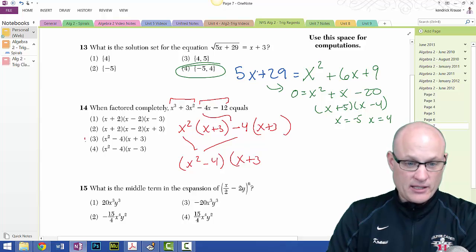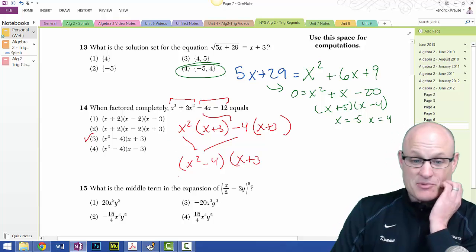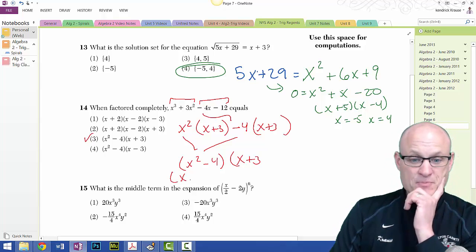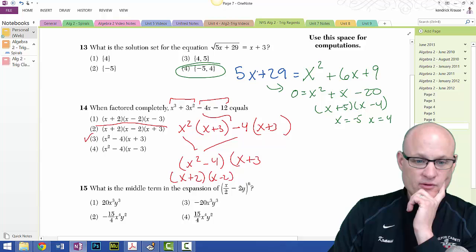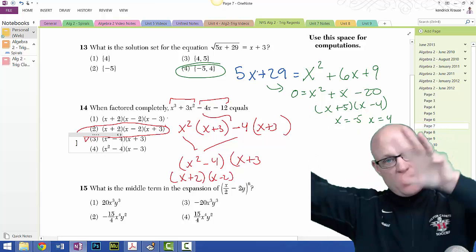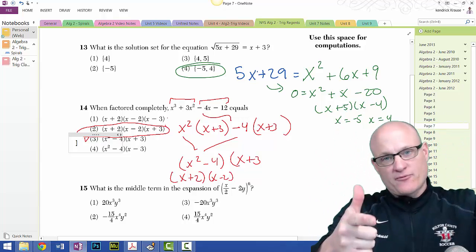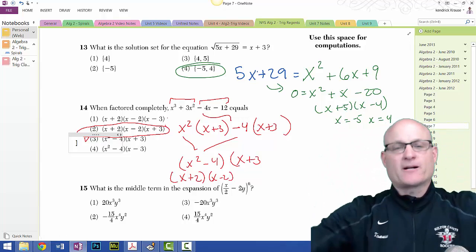So this might be your answer. Everybody wants to pick that, except this is the difference of perfect squares. x plus 2 and x minus 2. So this, my friends, is the correct answer. Shabam! Part 1's done. Keep looking for part 2. Don't cheat. Keep working hard.